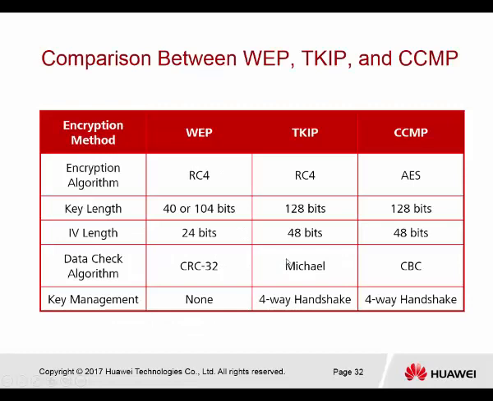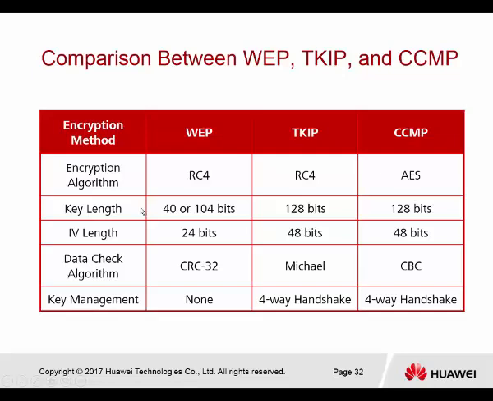Then this table shows the difference between WEP, TKIP, and CCMP. Only WEP and TKIP use the encryption algorithm RC4. CCMP no longer uses RC4, and it is the strongest and recommended for encrypting our data. So it's more secure compared to TKIP and WEP.